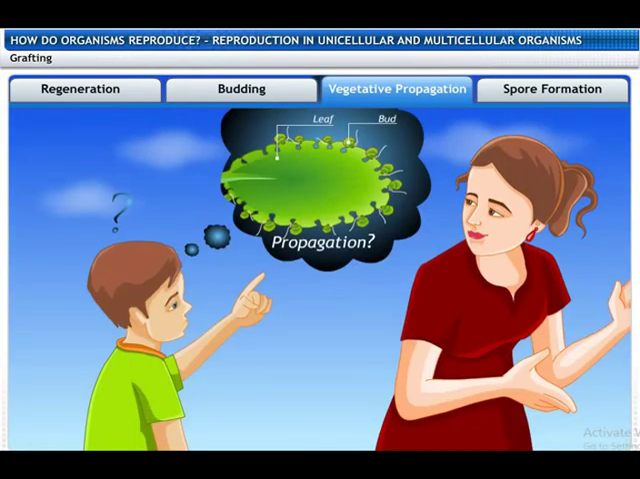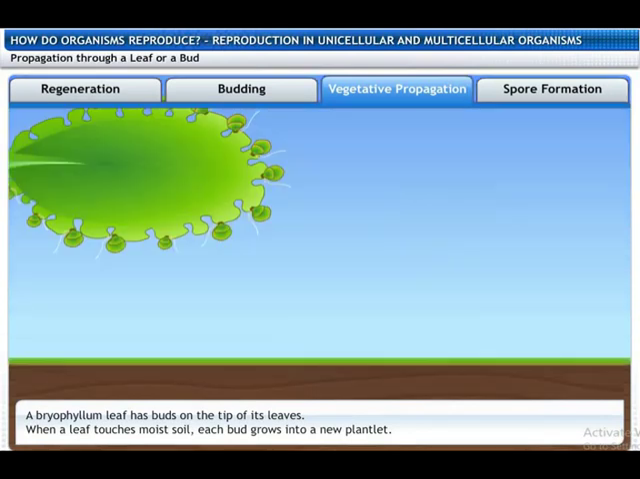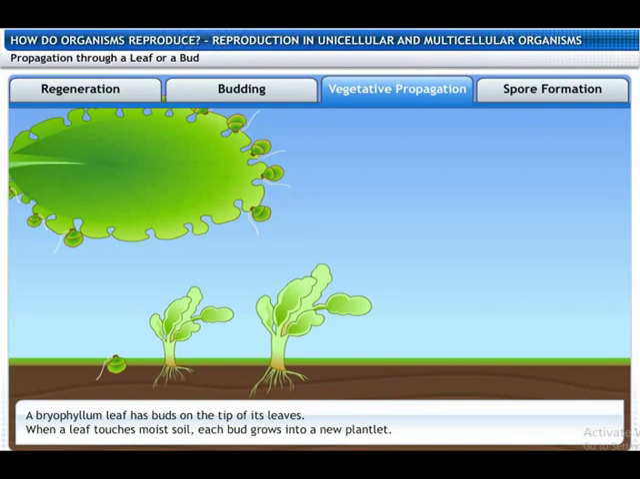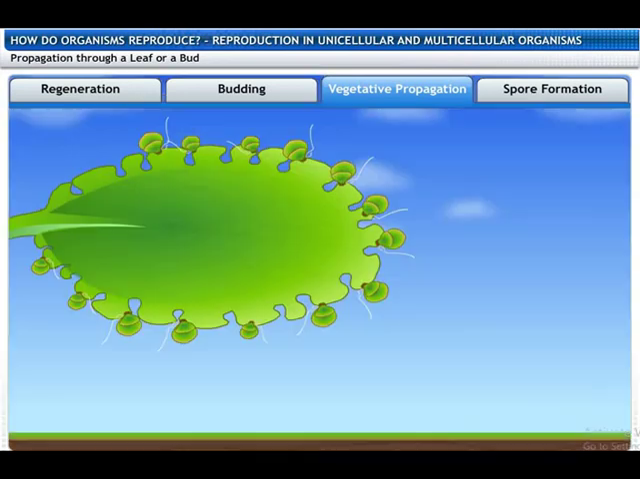That sounds really cool. But how about propagation through a leaf or a bud? Come over here. Let me show you. This is a bryophyllum leaf. See the buds on the tip of this leaf? When this leaf touches moist soil, each bud grows into a new plantlet. These plantlets eventually drop off and root. Wow. That could produce a lot of plants.